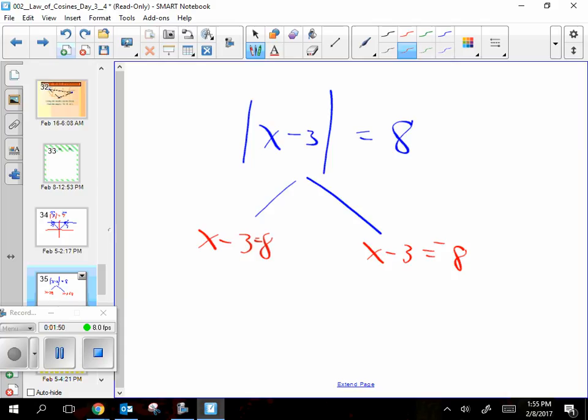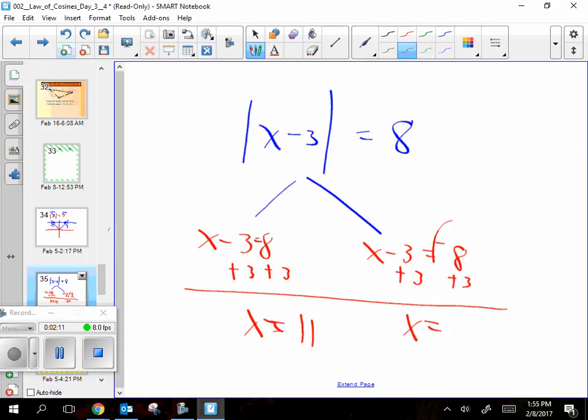Okay. So this is going to be plus 3 and plus 3 and plus 3 and plus 3. But then people often somehow think that they're the same answer, but they're not. X equals 8 plus 3 is 11. Raise your hand if you had the 11 answer. Okay, good.